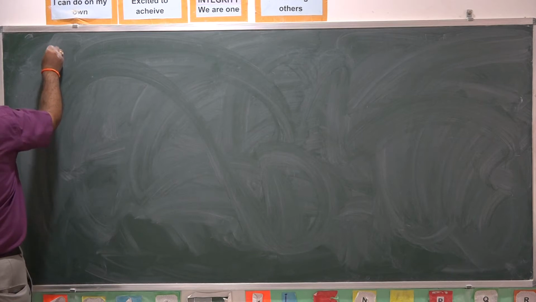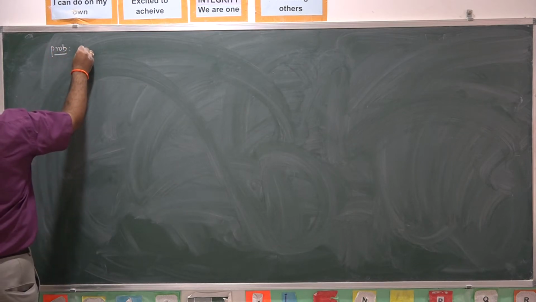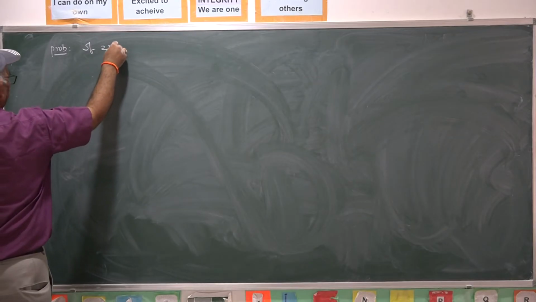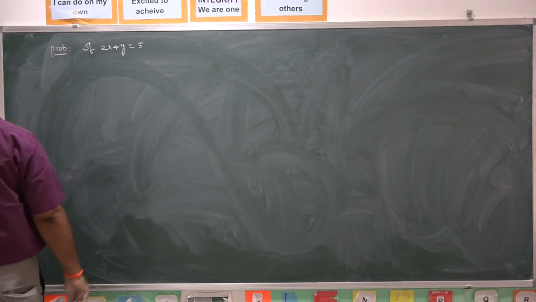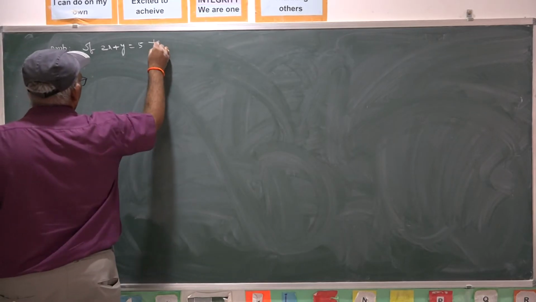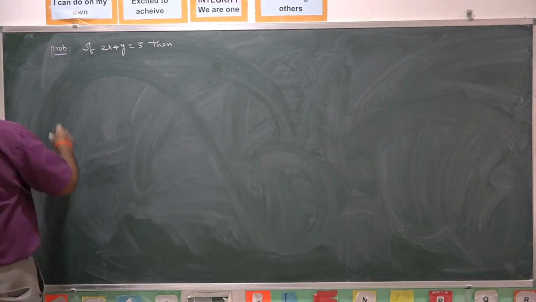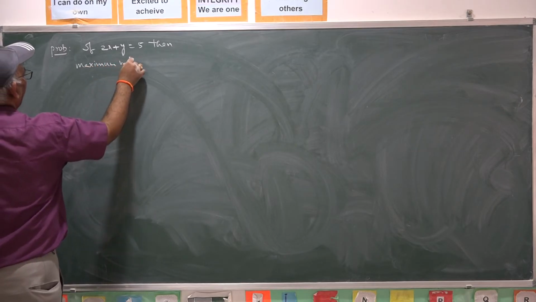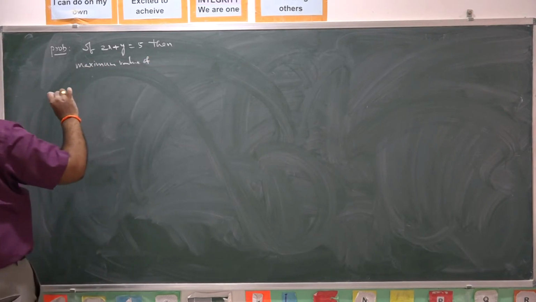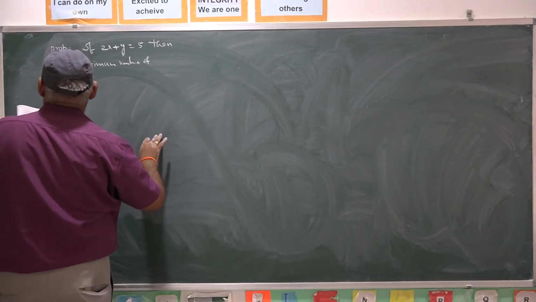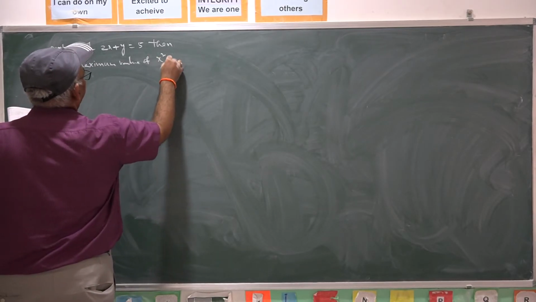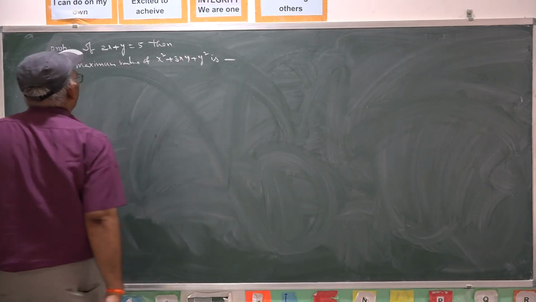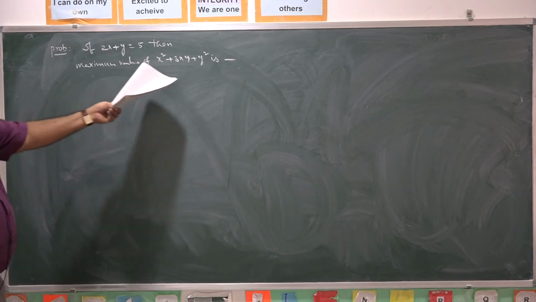Next, if 2x plus y equal to 5, then the maximum value of x square plus 3xy plus y square is. Based on this condition, you have to maximize this one.